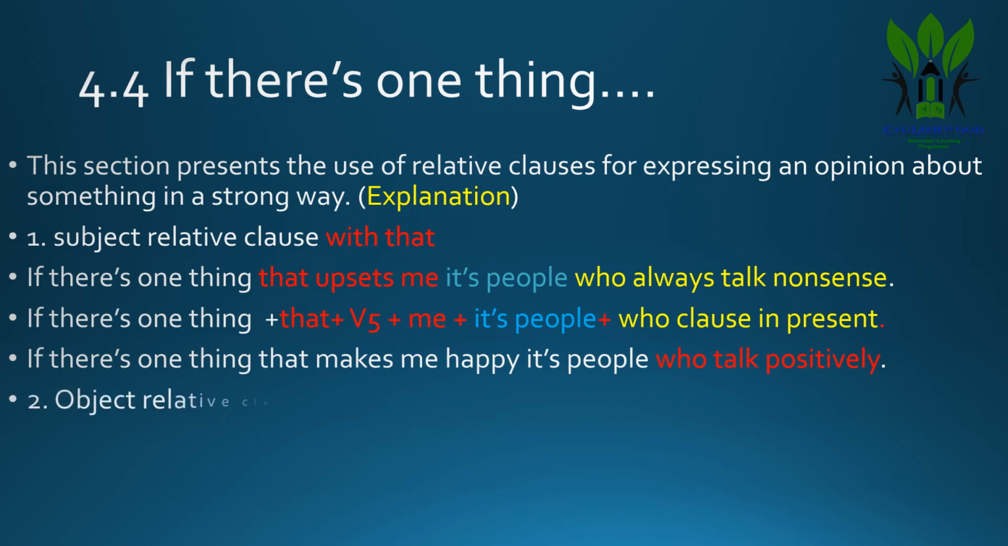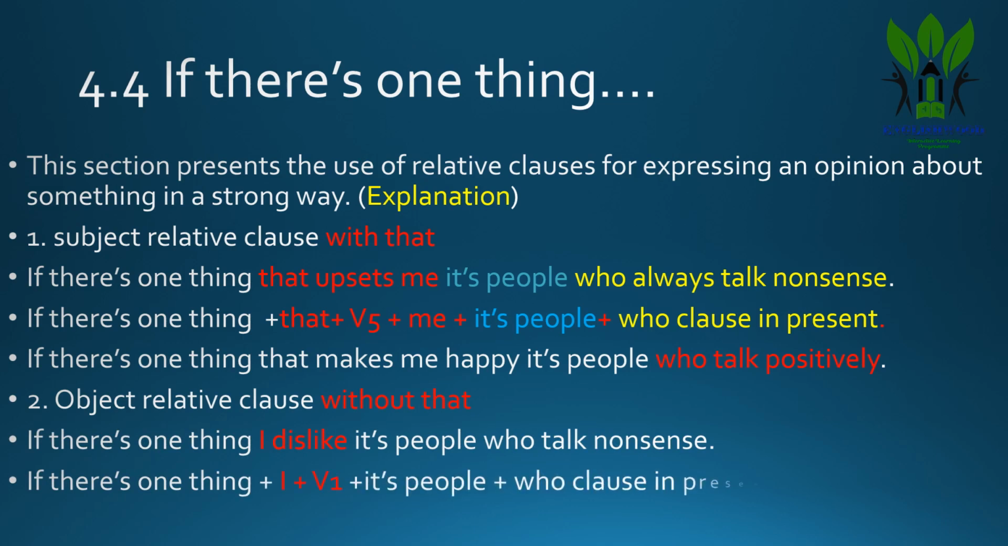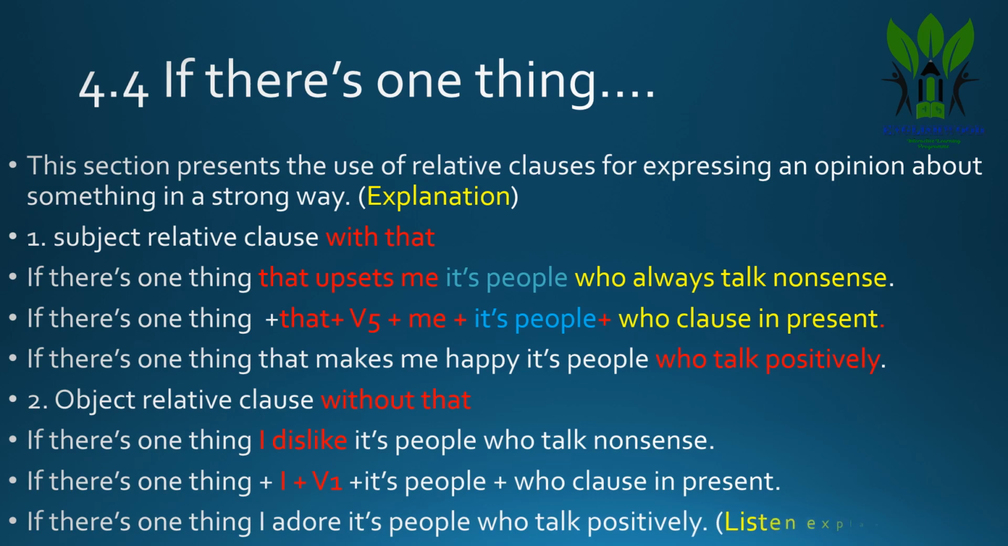Another is object relative clause without that. So if there is one thing I dislike, it's people who talk nonsense. That means if there's one thing plus I plus verb 1 plus it's people plus who clause in present. Another example, if there's one thing I adore, it's people who talk positively. So you have to remember that either we use with that, okay, or we use without that. Although it is not very important for you to remember the subject relative clause and object relative clause, just remember we use with that, okay, one structure. Another structure is without that, and you have to remember one of the sentence structures.